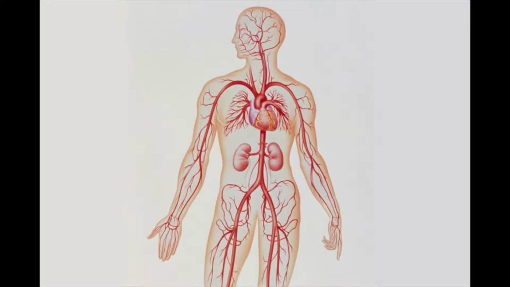An artery is an elastic blood vessel that transports blood away from the heart. There are two main types of arteries: pulmonary arteries and systemic arteries. Pulmonary arteries carry blood from the heart to the lungs, where the blood picks up oxygen. The oxygen-rich blood is then returned to the heart via the pulmonary veins. Systemic arteries deliver blood to the rest of the body.